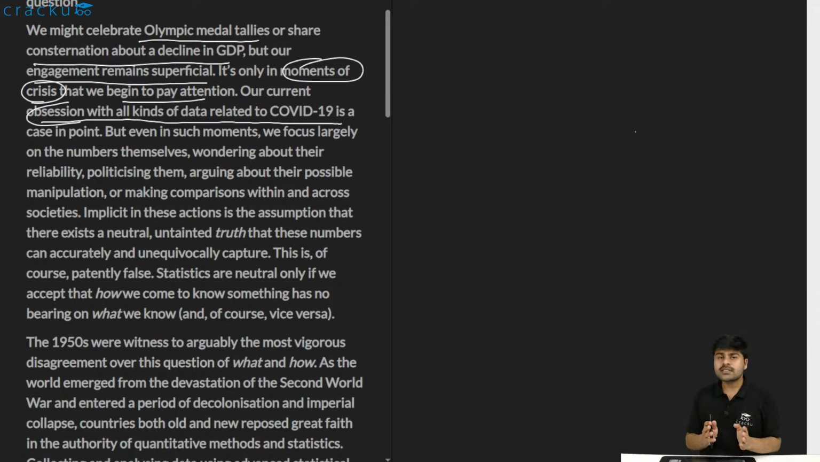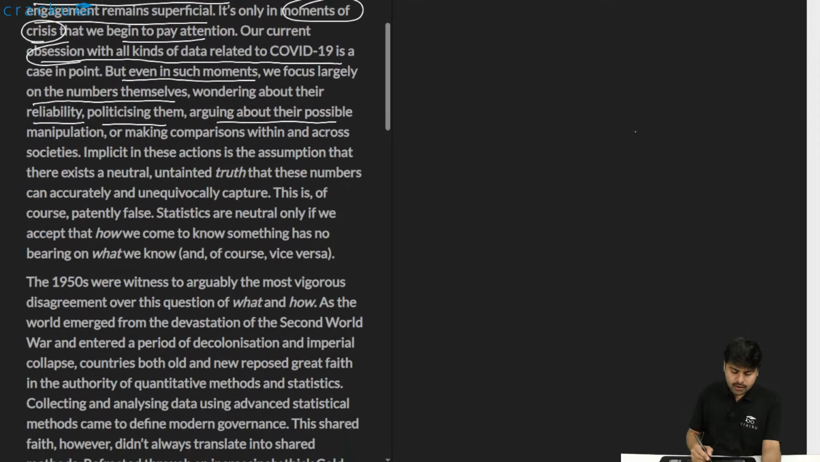So the author is trying to point out COVID-19, the concerns about the data around COVID-19, as a case in point of how we actually become aware of how important data is only in times of crisis. But even in such moments, we focus largely on the numbers themselves, wondering about their reliability, politicizing them, arguing about their possible manipulation, or making comparisons within and across societies.